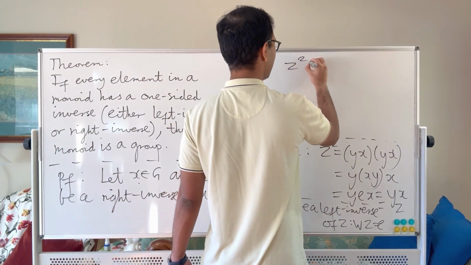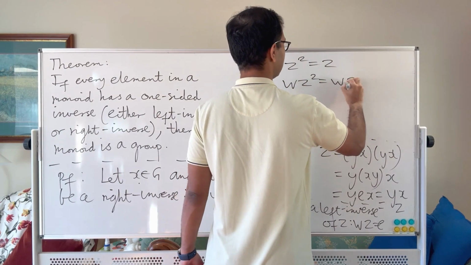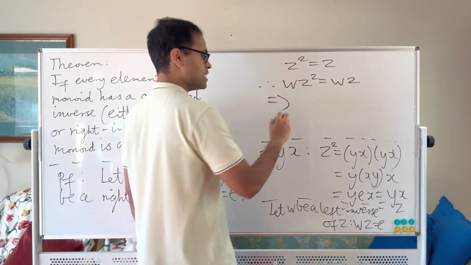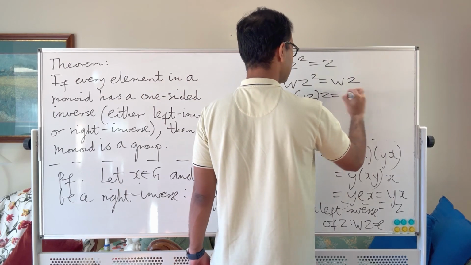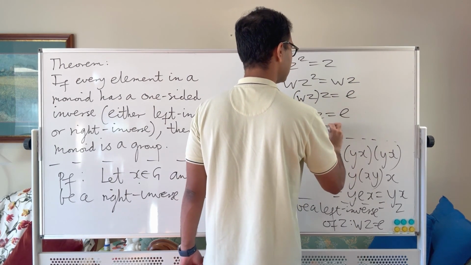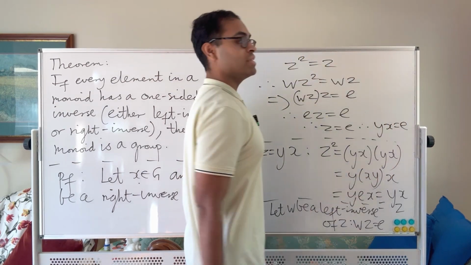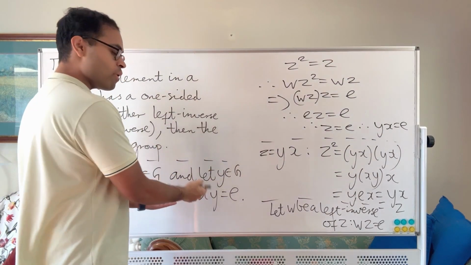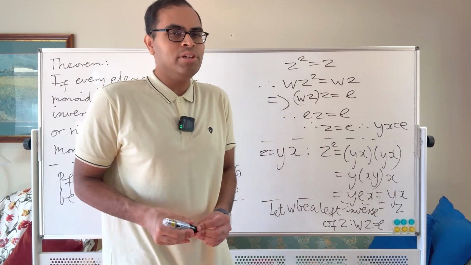So now we know that z squared is z. Therefore, wz squared is equal to wz. And because w is a left inverse of z, that means wz is the identity. So this is going to be wz times z is equal to the identity. Therefore, e times z is equal to the identity. Therefore, z is equal to the identity. But therefore, yx is the identity because that was what z was. And now we conclude that y is a left inverse of x, knowing that y was a right inverse of x. So every element in M has an inverse, and this is a really beautiful proof.